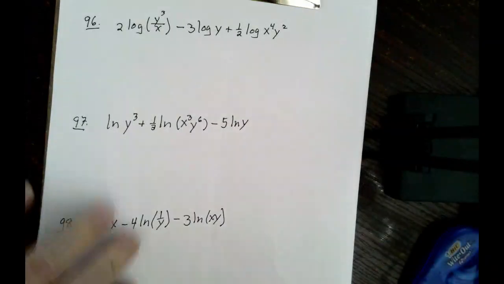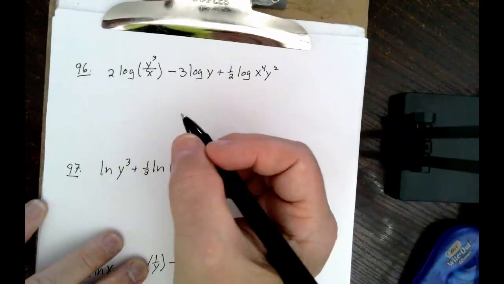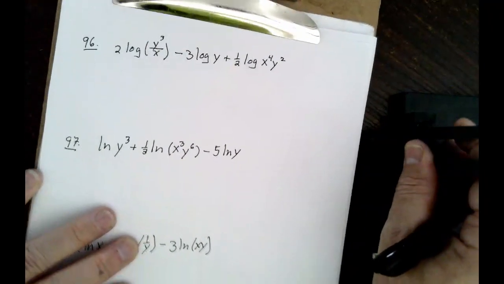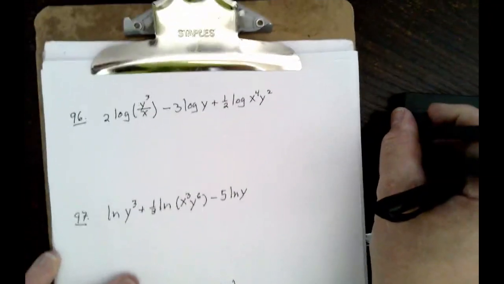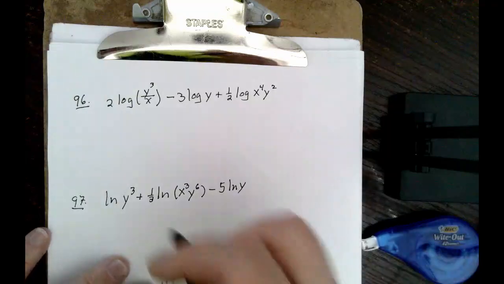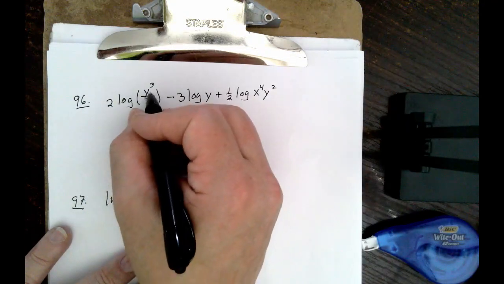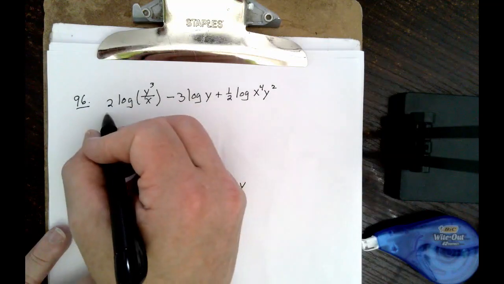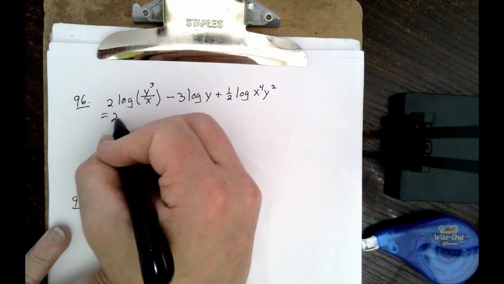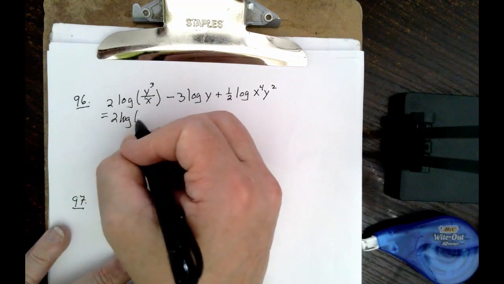Okay, now 96. You can rewrite this as y to the 3rd x to the negative 1, and I'll show you why that will help you.